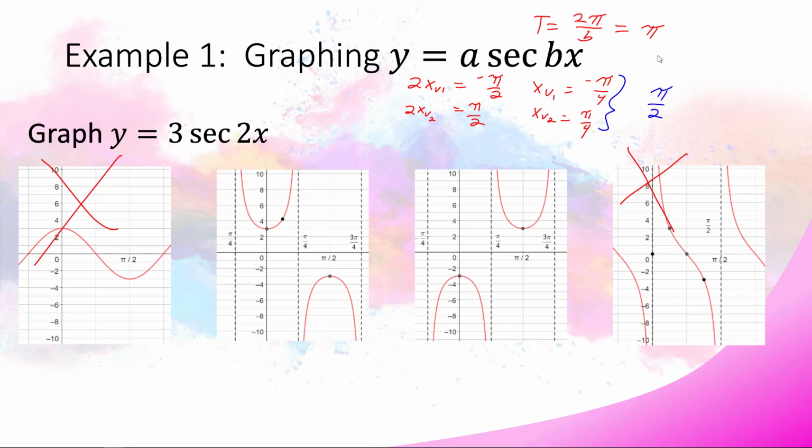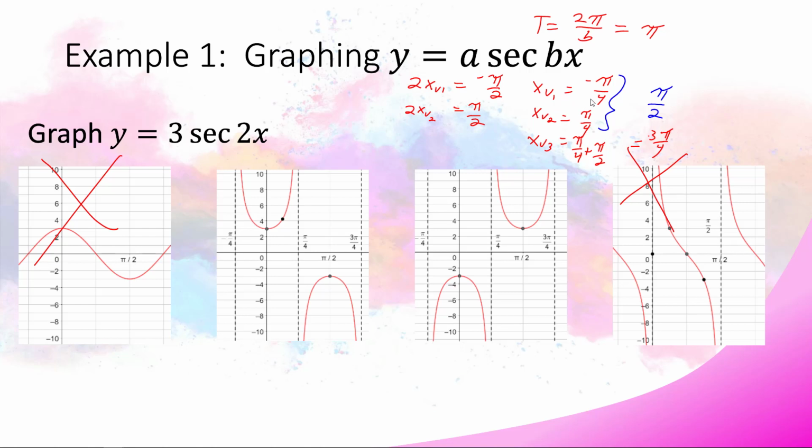Which kind of makes sense because we just got through discussing how all the vertical asymptotes occur at every half period. And since the period here is pi, the half period is pi over 2, so it's working out just fine. As a consequence, we can deduce, without having to solve the equation, although solving the equation is not really all that challenging, that xv3 is going to be pi over 4 plus pi over 2, which would give me 3 pi over 4. So those are our 3 asymptotes.